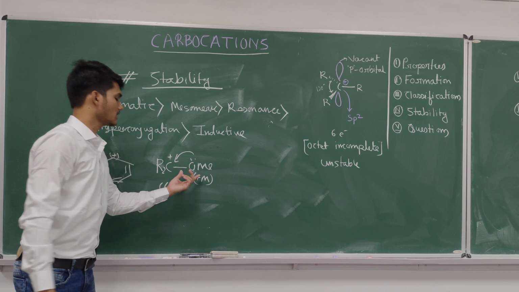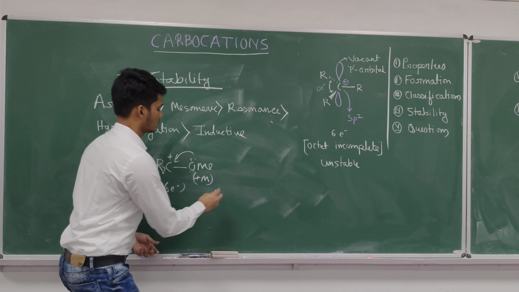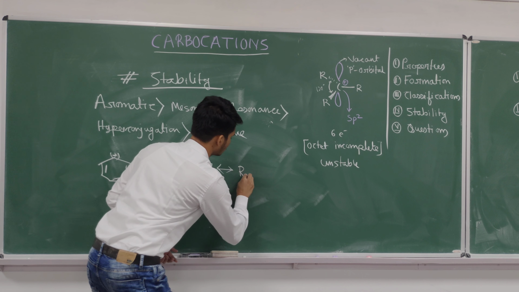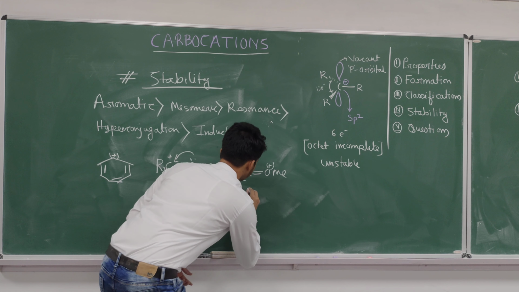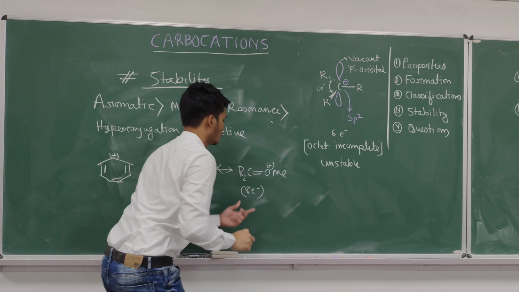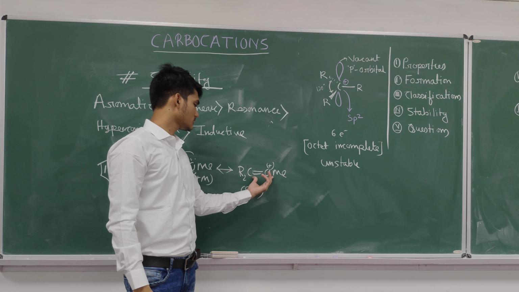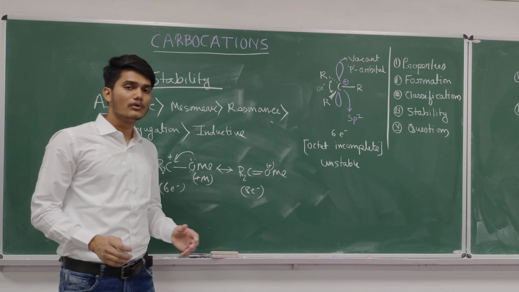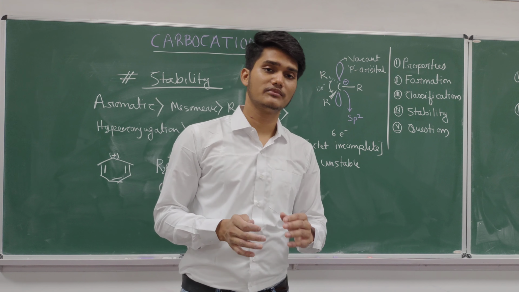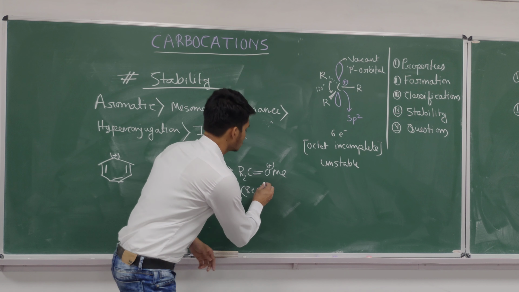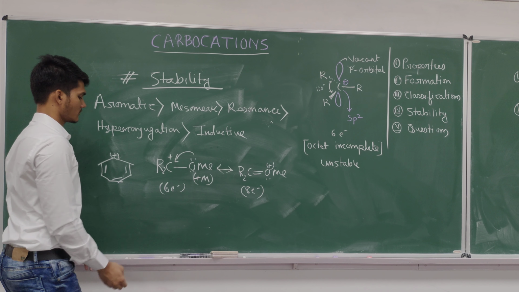Now, oxygen has a lone pair of electrons. It can donate to the vacant orbital of the carbocation. So it will become like this. Although it contains a positive charge on oxygen, it is highly stable because both carbon and oxygen atoms have their octet complete. We can have a positive charge on electronegative atoms when they have their octet complete. That's why, because this oxygen atom has its octet complete, it can have a positive charge on it.